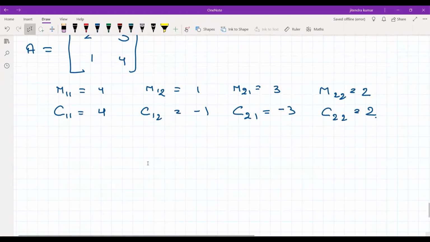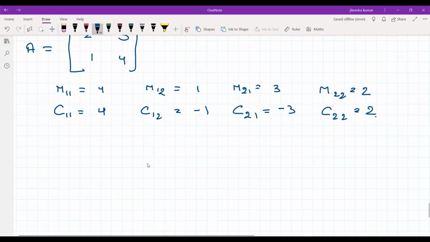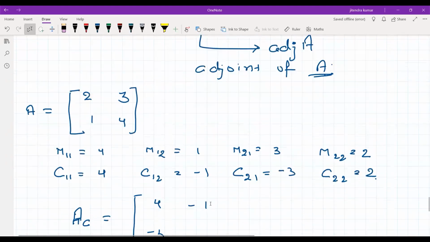So now we have to make the matrix of cofactors. Let's represent it by AC only. So this will be equal to 4, -1, -3, and 2.